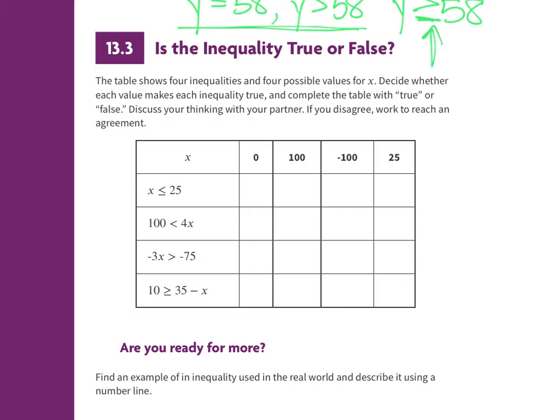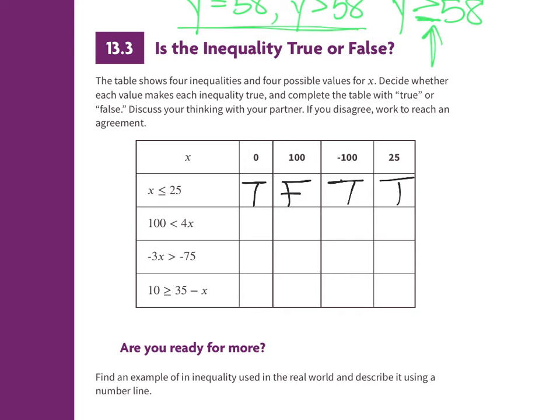So is 0 less than or equal to 25? Yes, 0 is less than 25, so that makes it true. Is 100 less than or equal to 25? No, that's false. Is negative 100 less than or equal to 25? Yep, it's less than, so that's true. Is 25 less than or equal to 25? Yes, it's equal to, so that one is true too.